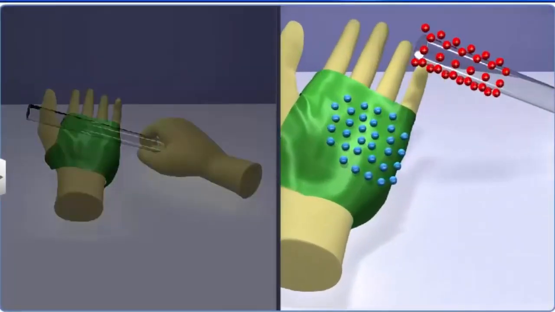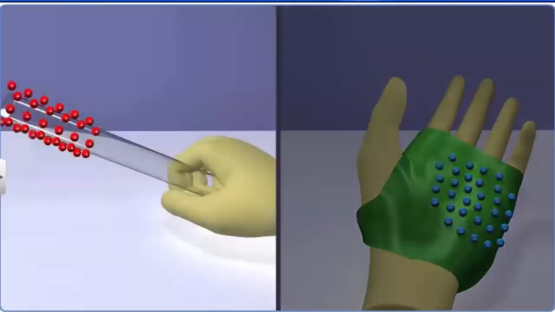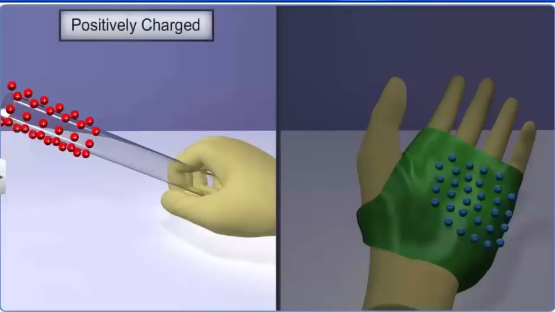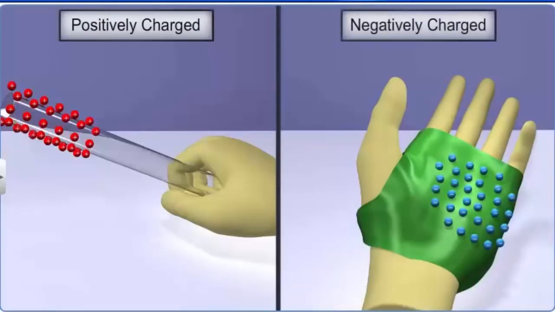The material that lost electrons now has a deficit of electrons, and hence becomes positively charged. And the one that gained electrons becomes negatively charged. In this case, the glass rod lost electrons and became positively charged, and silk gained those electrons and became negatively charged.